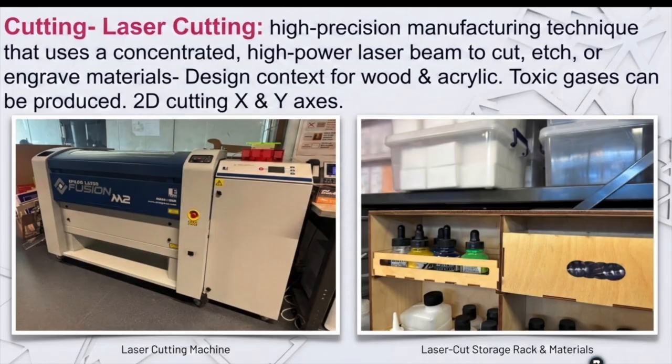You do need to be careful because you're literally burning through materials with a laser, so it burns through the material. So toxic gases can be produced and only certain materials can be laser cut. So for instance, you can't laser cut polycarbonate. PVC also produces chlorine gases, so those can be deadly. Basically, you're 2D cutting because you're working on the X and Y axes only when you're using a laser cutting machine. And you can see something like this laser cut storage system right here was made with a laser cutter.